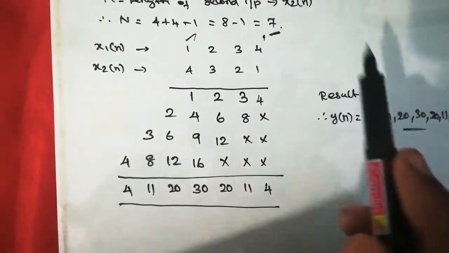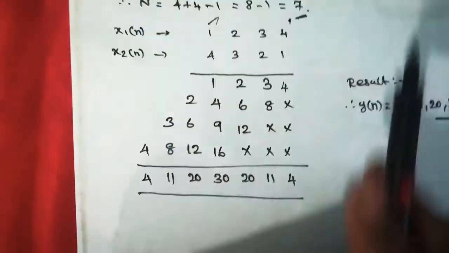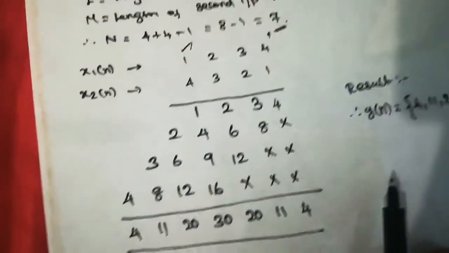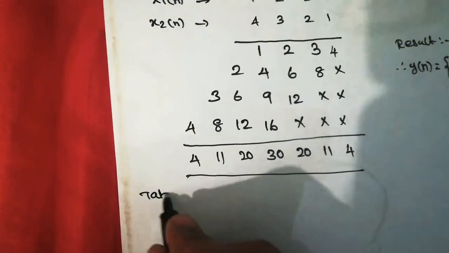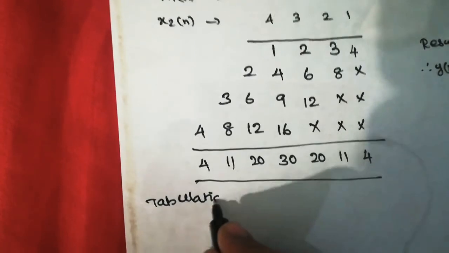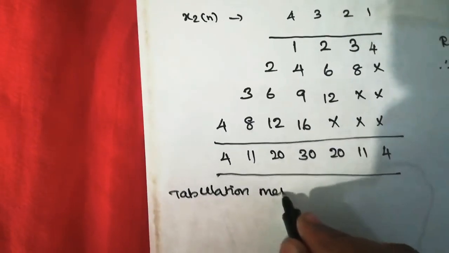Okay, so this is the output of the first method of linear convolution. Now we move on to the second approach. The second approach is type 2, which we call the tabulation method.